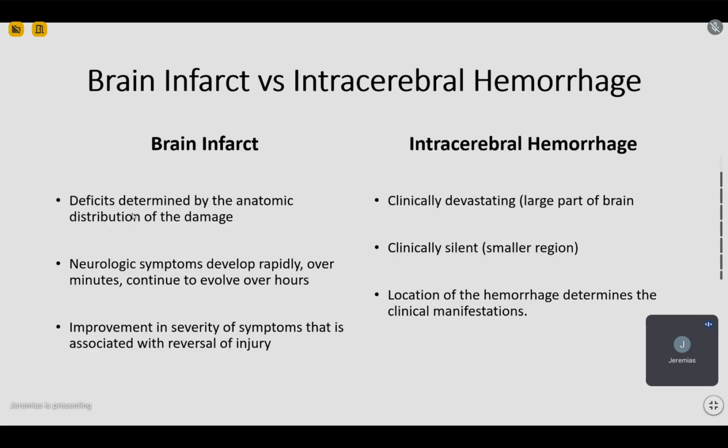In brain infarct, neurologic symptoms develop rapidly over minutes and continue to evolve over hours. In intracerebral hemorrhage, it could be clinically silent in smaller region. In brain infarct, improvement in severity of symptoms is associated with reversal of injury. And in cerebral hemorrhage, location of the hemorrhage determines the clinical manifestations.